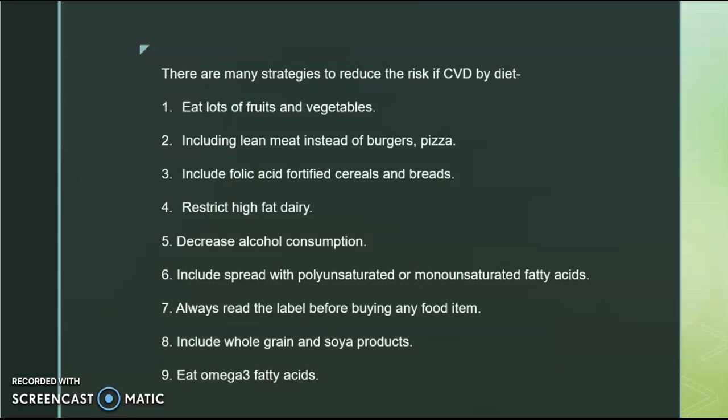There are many strategies to reduce the risk of CVD by diet. First, eat a lot of fruits and vegetables. Include lean meat instead of burgers or pizza. Include folic acid fortified cereals and breads. Restrict high-fat dairy. Decrease alcohol consumption. Include spreads with polyunsaturated or monounsaturated fatty acids. Always read the label before buying any food item. Include whole grain or soya products.